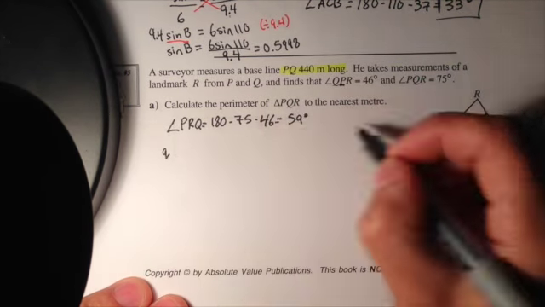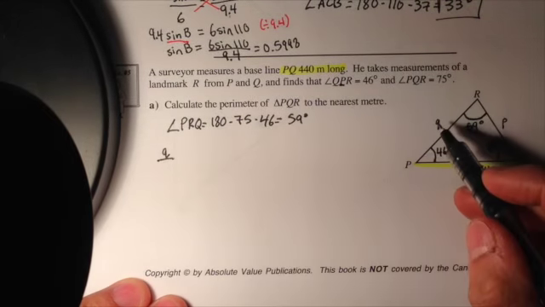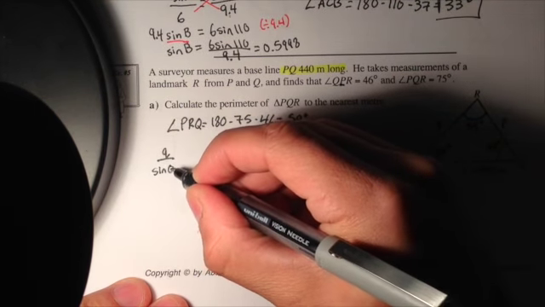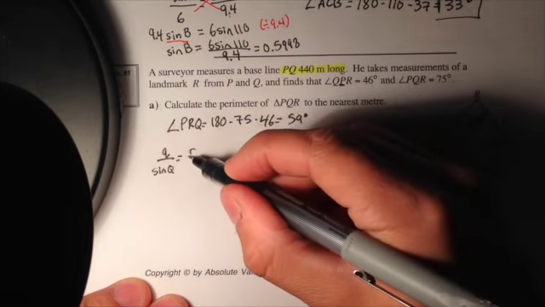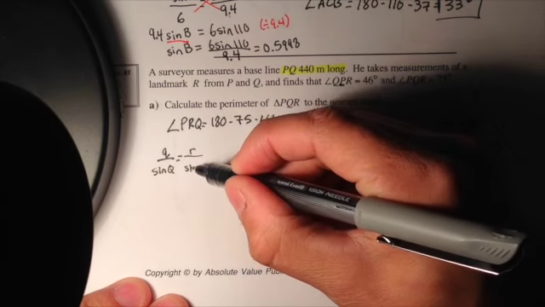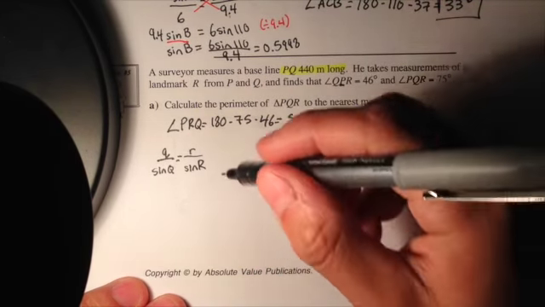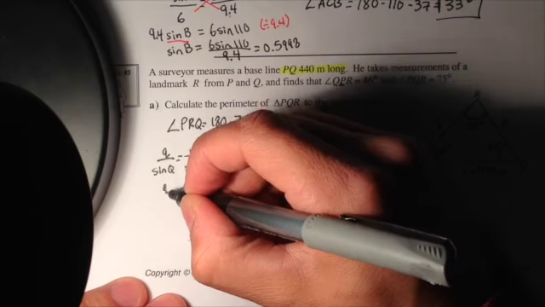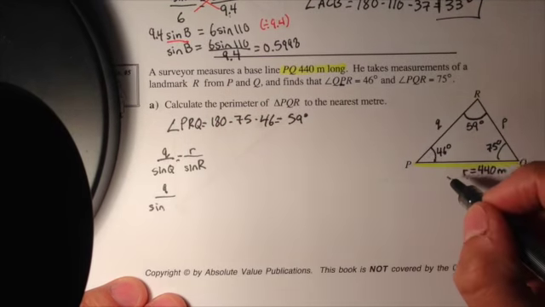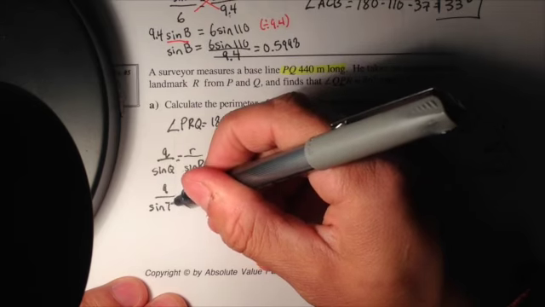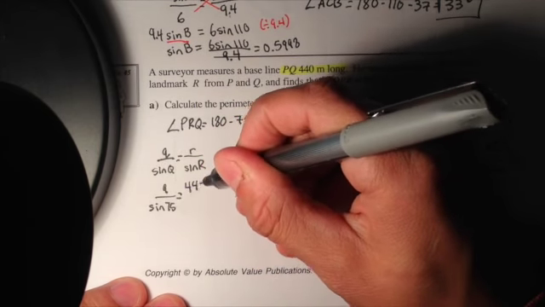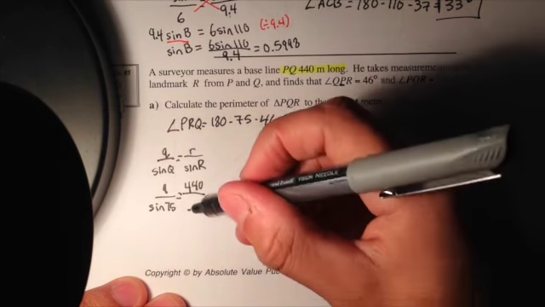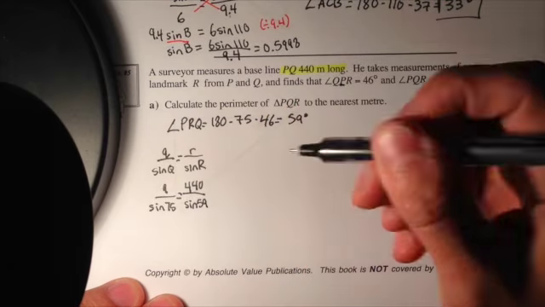I know that I'm looking for this side Q, so let's start by looking for side Q. It is going to be Q over sine Q, and that is going to equal R over sine R. I don't know what Q is, but I know what sine Q is. That's going to be Q over sine 75, and that is going to equal 440, which was R, over the sine of R, which was sine 59, which is that unknown angle that we found.